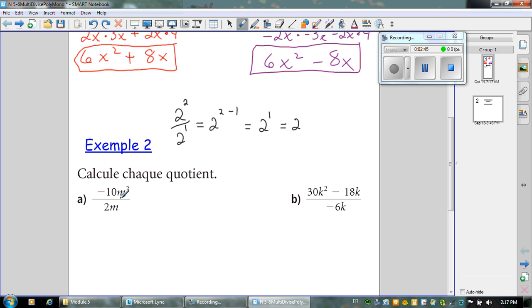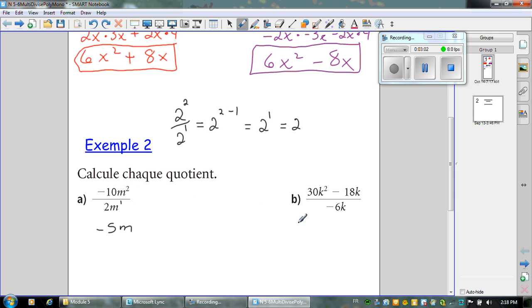We have m squared, and this is m to the degree 1. So basically, you can just subtract your exponents. Your coefficients, you're just going to divide your coefficients, so that's going to be negative 5. m is going to be your final answer.